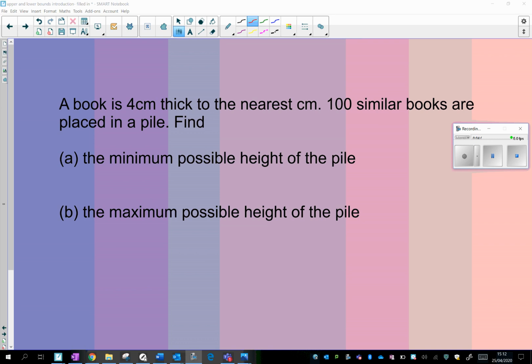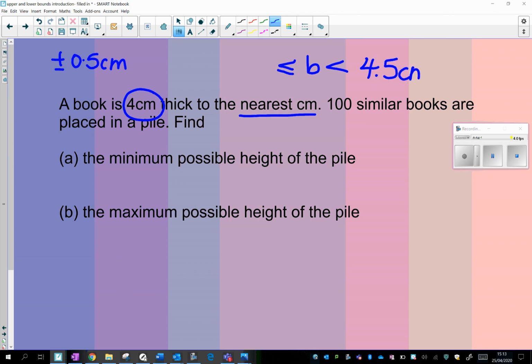Okay, what you have to do first is take the measurement that you've been given, which is approximate, and find the upper and lower bounds for that. So think about that book, 4 centimeters thick to the nearest centimeter. So remember, that's to the nearest 1 centimeter. To find the upper and lower bounds, we're going to add and subtract 0.5 centimeters. You can write it as an inequality if you like, or you could just write down the biggest and the smallest. The maximum thickness of one book is 4.5 centimeters, and the minimum is going to be 3.5 centimeters.